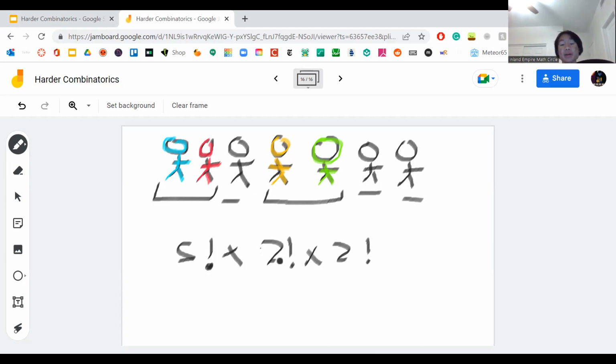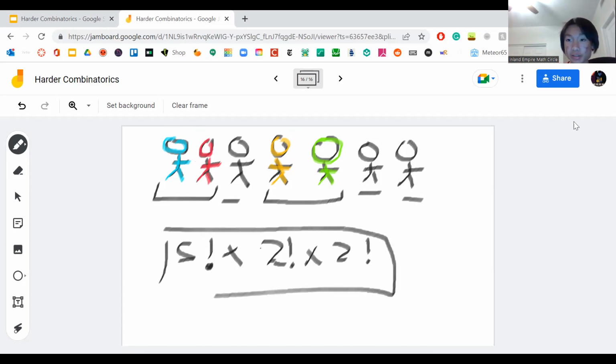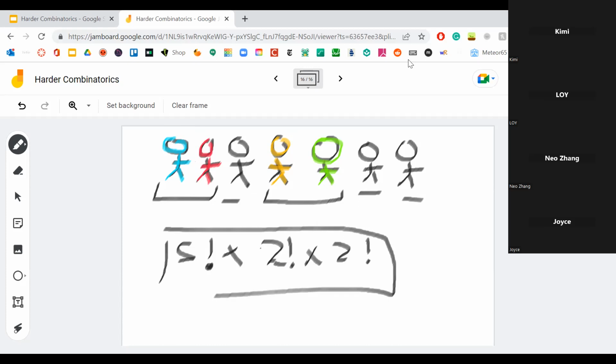Yeah, so we're multiplying by the 2 factorial times the 2 factorial. So again, these two people can be arranged in 2 factorial ways. And then these two people can be arranged in 2 factorial ways. So that's our final answer. So does that make sense, everyone? Remember, if you have any questions, feel free to ask them.